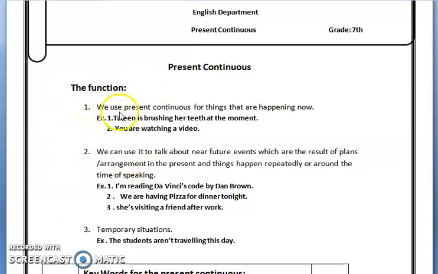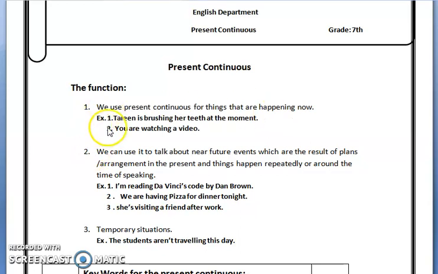Okay, the functions. First, we use the present continuous for things that are happening now. We use the present continuous for things that are happening now. What do we mean by things that are happening now? We mean that we are talking about the actions or things that are happening at the time of speaking. Like I'm speaking to you now. I'm speaking about something now. So when I tell you about me speaking, I am just telling you about the action that I'm doing at the moment, at the time of speaking, that I'm doing actually right now.